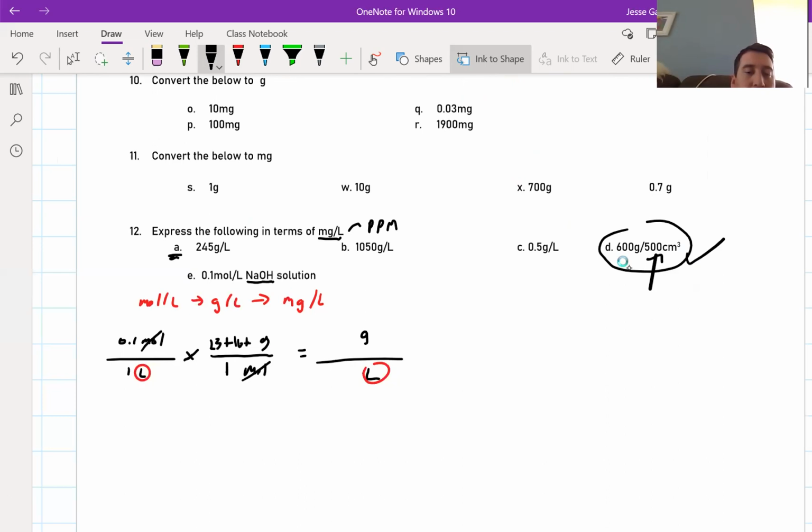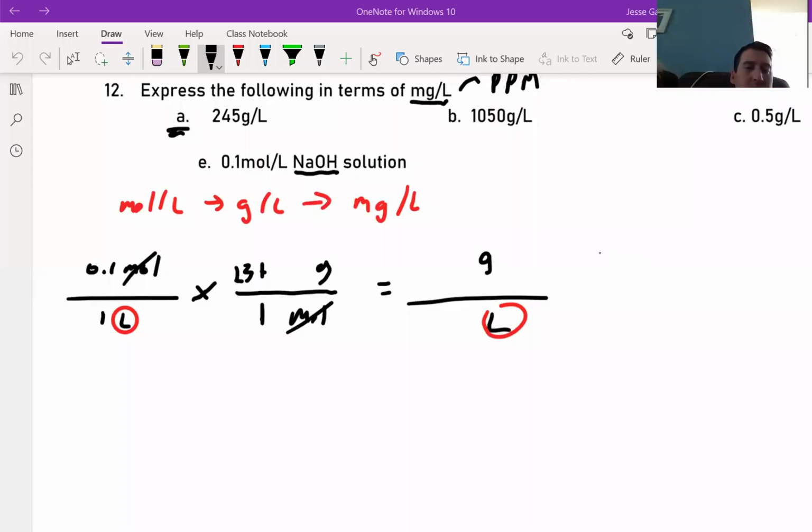Oh, sorry, my screen seems to be freezing here. So I might have to pause it for 1 second. Sorry. So I've got 23 for the sodium atom, plus 16 for the oxygen atom, plus 1 for the hydrogen atom. So let's get my amount of grams for every mole. I'm going to stick that on my calculator now, and that'll give me my grams per liter. So 0.1 over 1 times 40 over 1 gives me 4 grams in every liter.